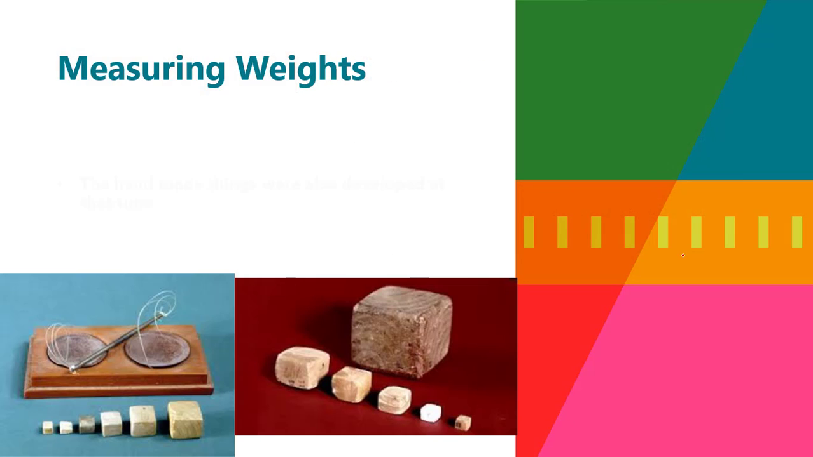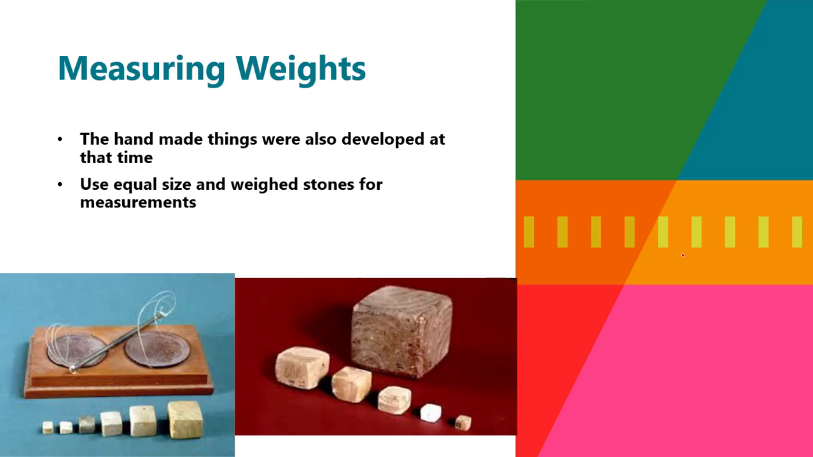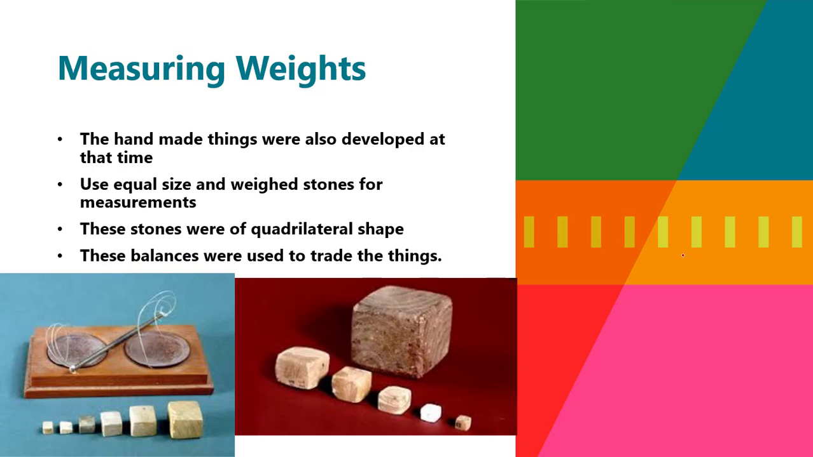So measuring weights. The handmade things were also developed at that time. Use equal size and weighted stones for measurements. These stones were of quadrilateral shape. These balances were used to trade the things.